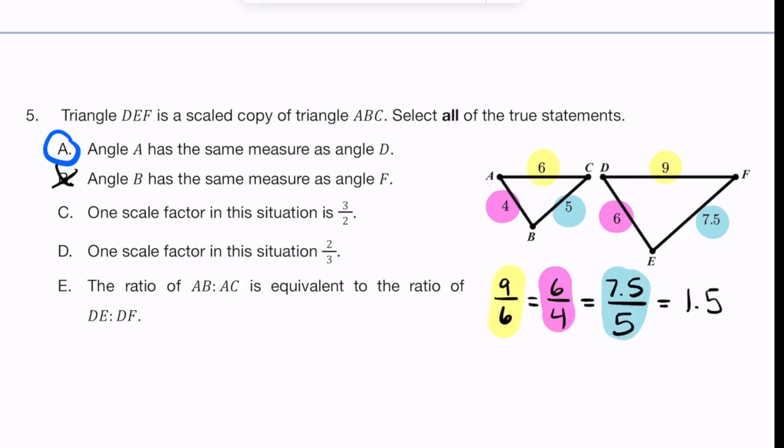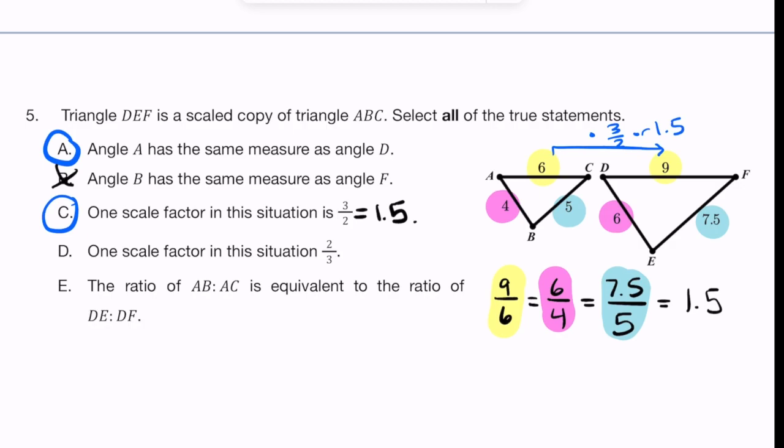So then back here, it's saying one of the scale factors is 3/2. Well, what is 3/2 as a decimal? That is equal to 1.5. We could do that on a calculator. 3 divided by 2 is 1.5. So yes, this is going to be right. That's going to be one of the scale factors. The reason we're saying one of is that's the scale factor when we go from the smaller one to the bigger one. Okay, times 3/2 or 1.5.